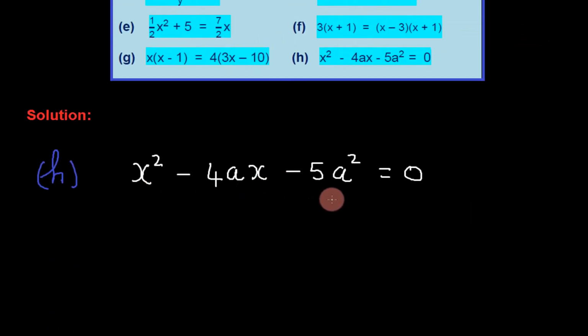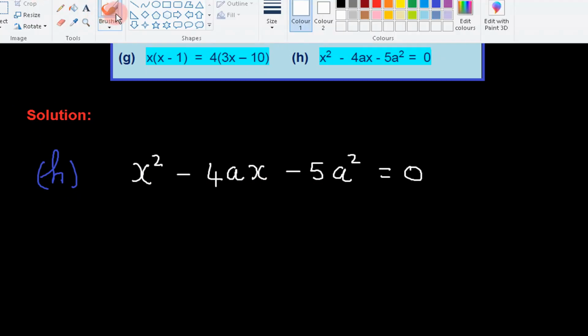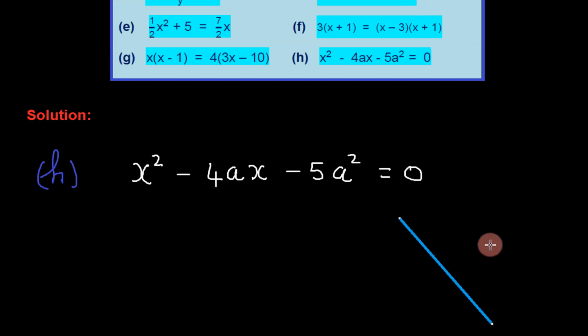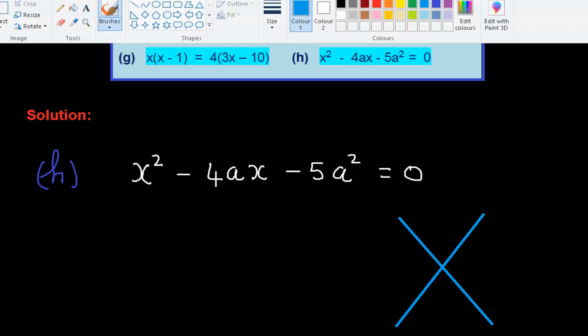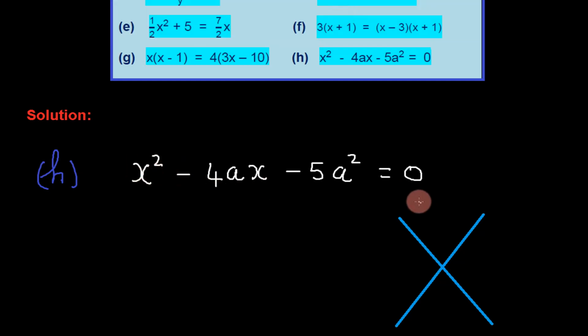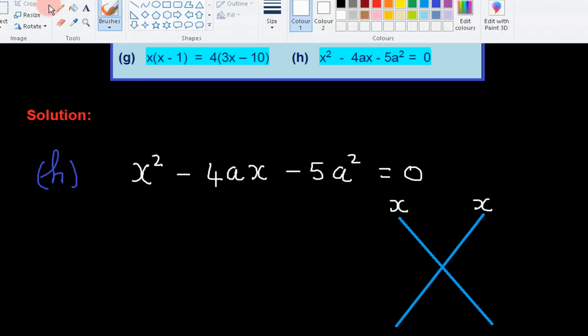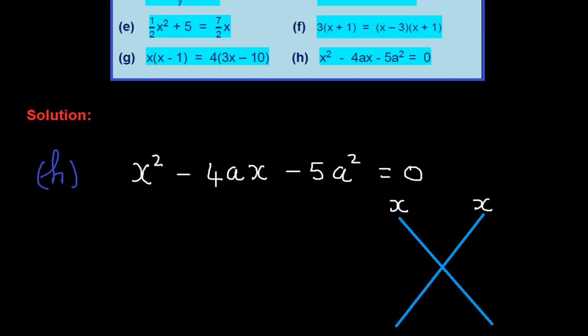The equation is already in standard quadratic form, so we can go straight to the cross method. So the factors of x squared will be x and x. Now we can look at the factors of 5a squared. In other words, the factors of the constant. The only factors of 5a squared will be 1a, or just a, and 5a. So let's try 1a and 5a.